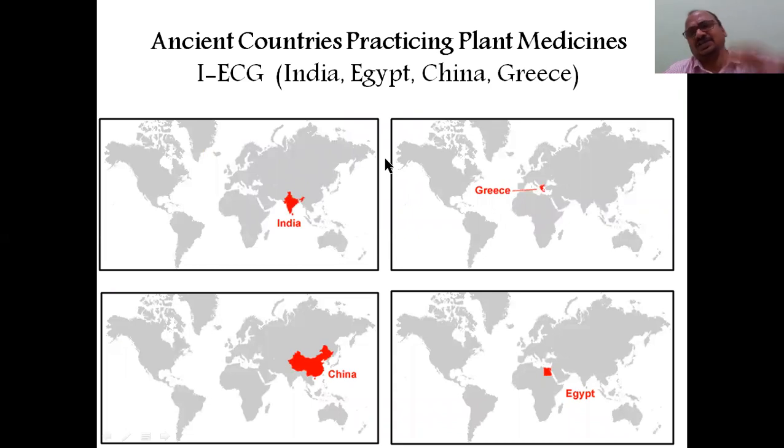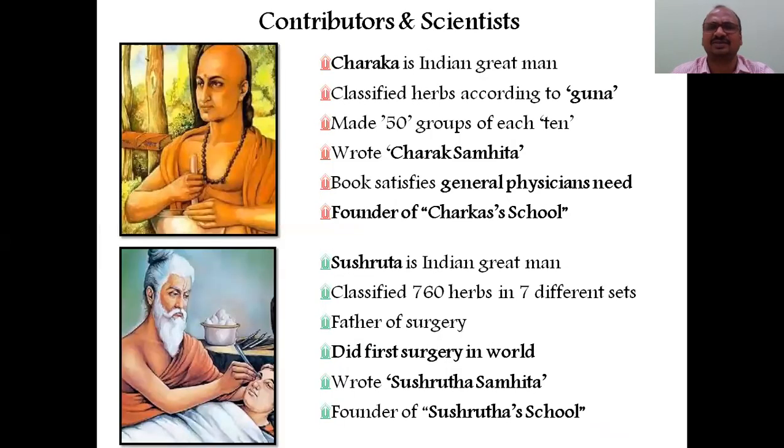Ancient countries, the oldest countries, have been practicing plant medicines from before the Christian era. IECG is a technique to keep in your mind. I stands for India. ECG we know very well. E stands for Egypt. This is India, and this is Egypt. For your easy remembering, I added all the diagrams. C stands for China, and G stands for Greece, which is a Greek word only.